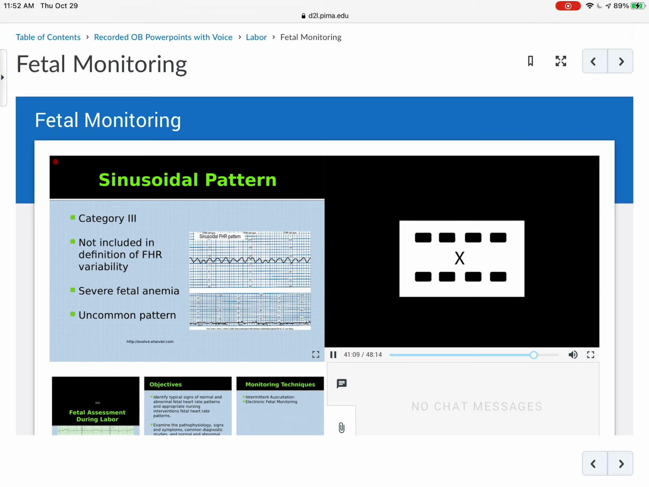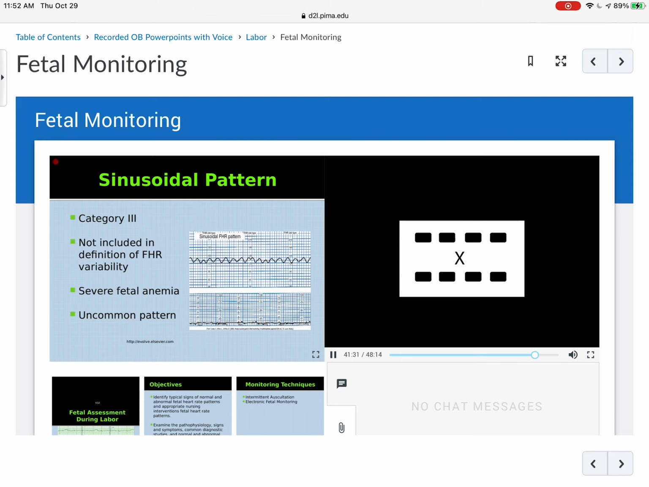This is a picture of the sinusoidal pattern, which is a category 3, and sometimes you'll see it on your adaptive quizzing. But basically, it's caused by severe fetal anemia. Sometimes it used to be the Rh factor, which we have RhoGAM for now. It's a very uncommon pattern, so you'll hardly ever see it. I wouldn't test you on it, but you may see it on a quiz or adaptive quizzing. But that's a sinusoidal pattern.